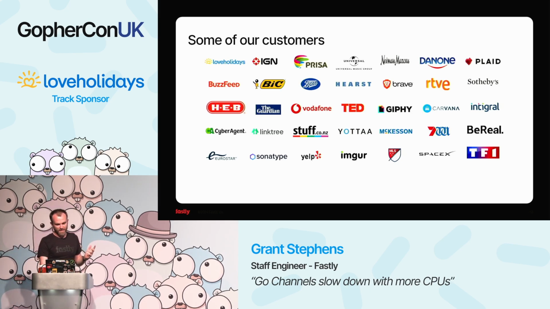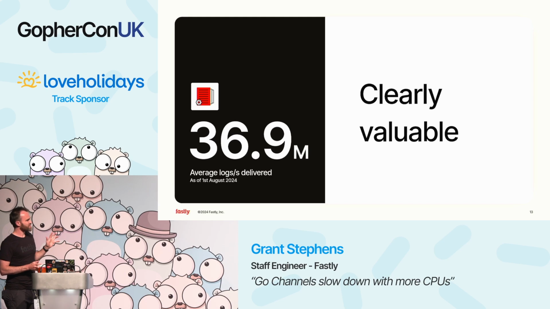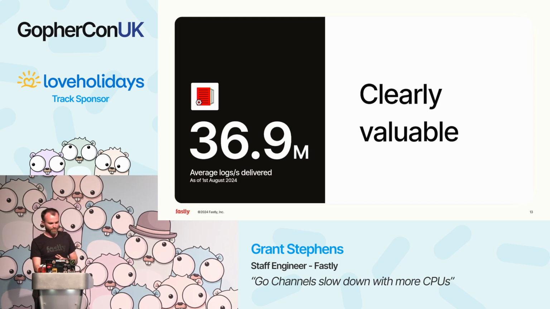Cool. In terms of logging specifically, we're doing 36.9 million logs per second on average through the day. That's averaging out all the peaks and troughs for different traffic swings through the day. And from that, you can see, OK, there's clearly some value here. People are using this. They need these logs. That's a lot of logs to be passing around. So I hope that sets some context as to where this fits into Fastly infrastructure and how it all fits together. Now we get to some of the more channel-based stuff.